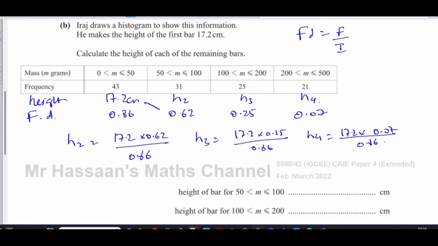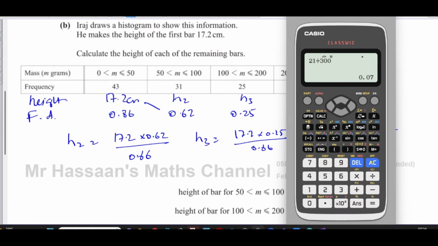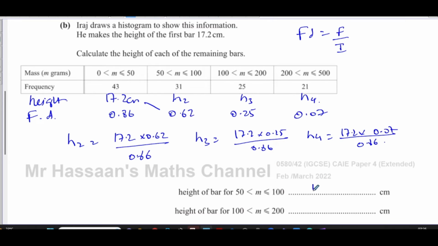Just using proportion. If I take the calculator and set this up, I have 17.2 times 0.62 divided by 0.86. So you just do that. That gives us 62 over 5, which is 12.4. So that's this one here.